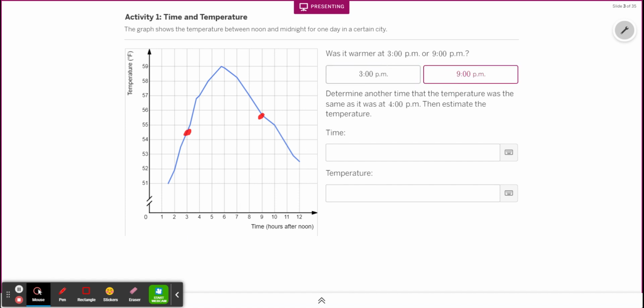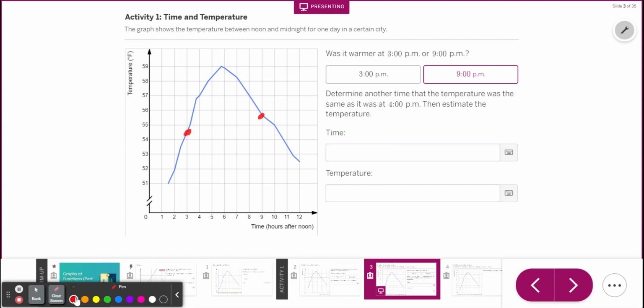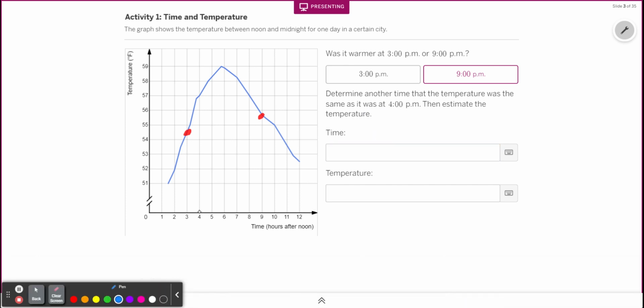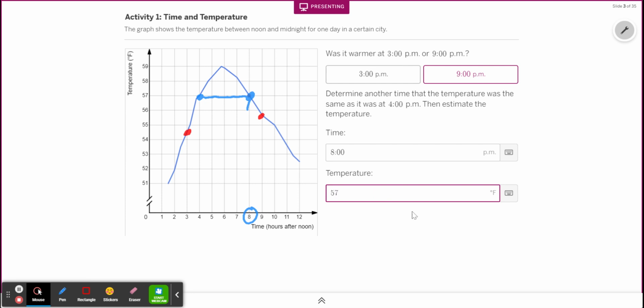So determine another time where the temperature was the same as 4 p.m. So we find the temperature of 4 p.m. And you pretty much can just go all the way across and find the other time, which is 8 p.m. So put in your 0. And what is that temperature? Well, that is at 57 degrees.